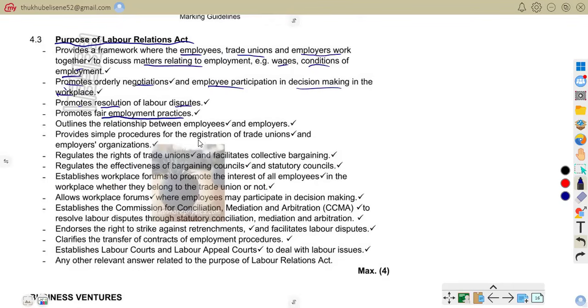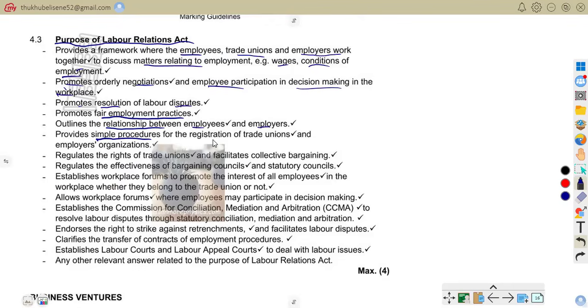Promotes fair employment practices. Meaning to say, the act ensures that workers are treated fairly without discrimination. Outlines the relationship between employees and employers. So what it means is that the act clearly explains the rights and responsibilities of both employers and employees.